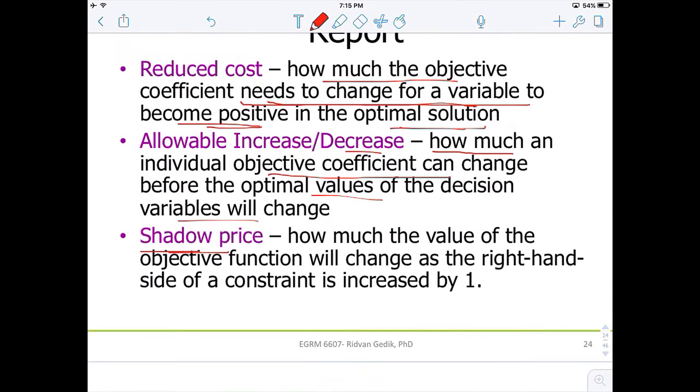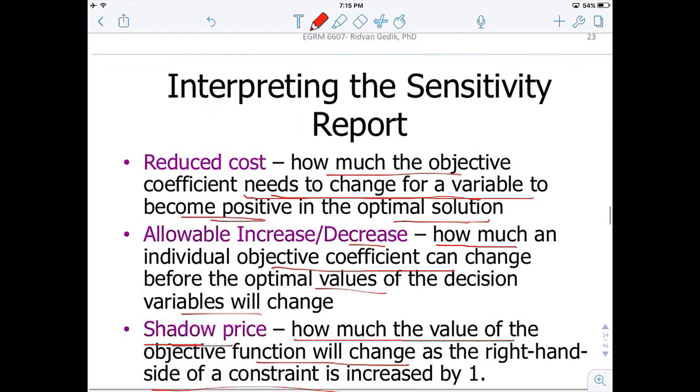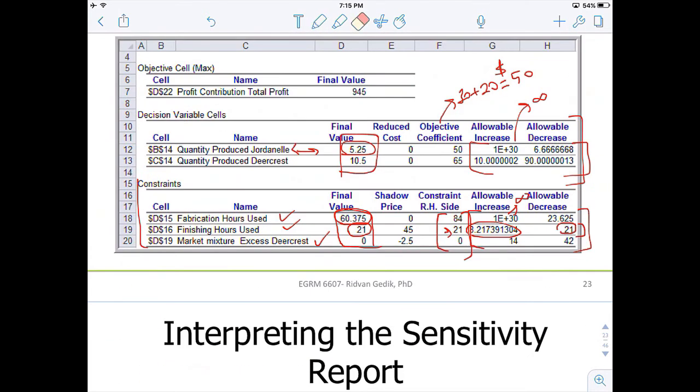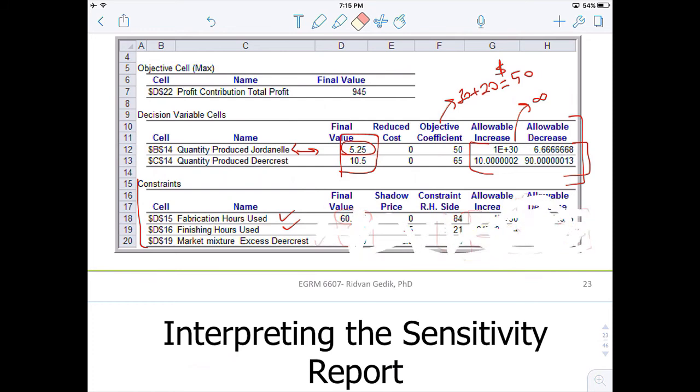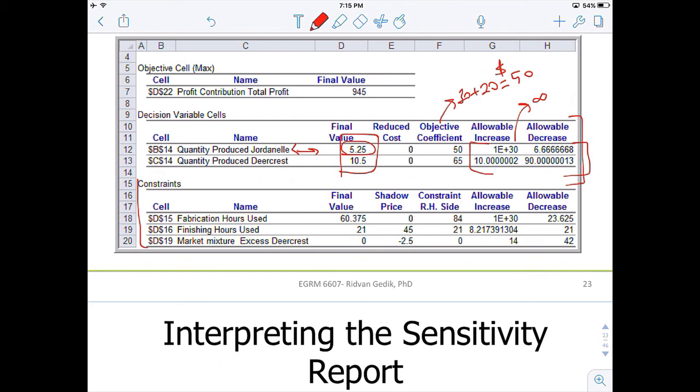Okay, so the shadow price is also another important concept. It says how much the value of the objective function will change as the right-hand side of a constraint is increased by 1. Well, this is really critical because what you see here is a really key piece of information to address a managerial question. For example, it says that the shadow price here for the specific constraint is 0.